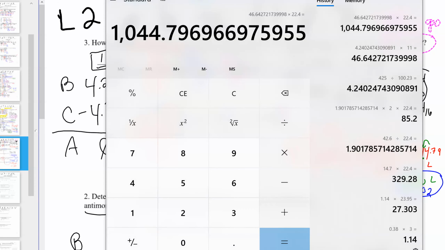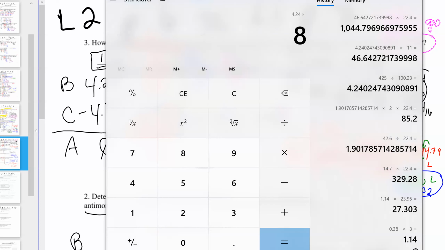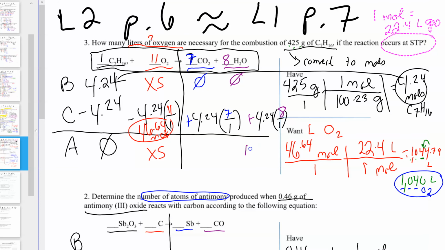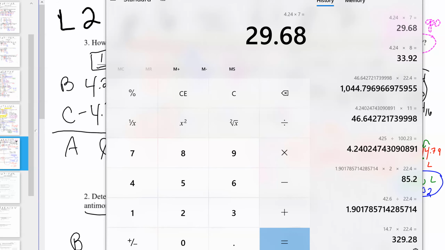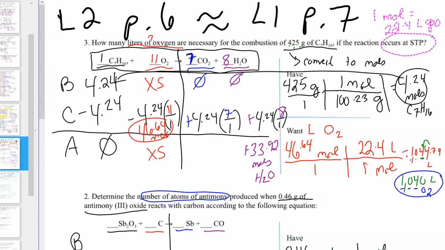So 4.24 times 8, that'll give us 33.92. So we created 33.92. That's going to be moles of H2O. Because maybe in part B or C of the question, they might ask now how many grams of water or how many liters of gas did you get. And we got to take 4.24 times 7 as well. So 4.24 times 7, 29.68. And that's going to be how many moles of CO2. Good, we're done with that problem.